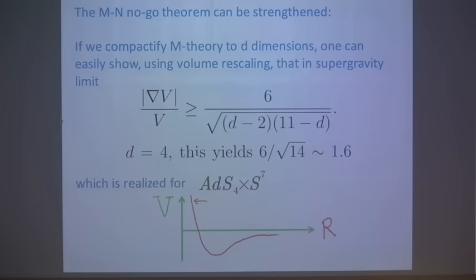Now, for d equals 4, the bound you get from this is 1.6. And this is indeed realized in the AdS4 times S7 example. If you look at the potential as a function of the radius and go away from the minimum, which is the negative V, to the positive values, sufficiently close to the origin, you find the slope indeed goes like this limit. So these values are actually realized in actual compactifications.